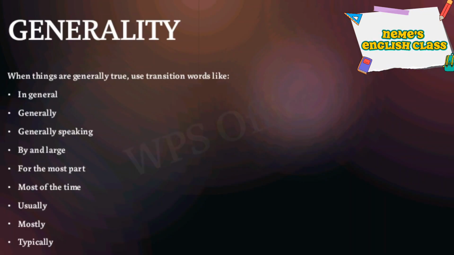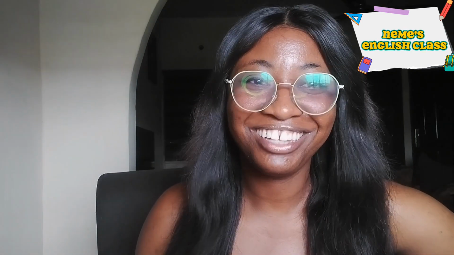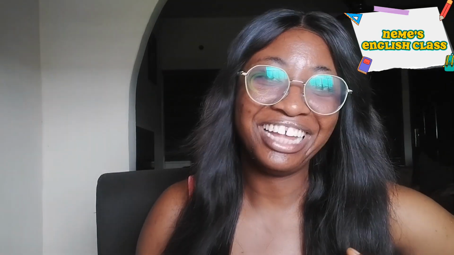When things are generally true, use transition words like in general, generally, generally speaking, by and large, for the most part, most of the time, usually, mostly, typically. These transition words would help you generalize things. Let's look at this example. Most of the time, my classes are very engaging. You will agree with me that my class can be and is always engaging. This is when you're basically talking about general things that are true. You make use of transition words as well.